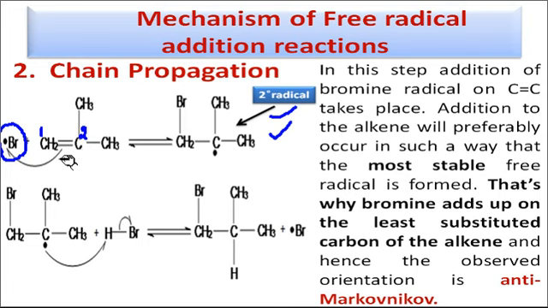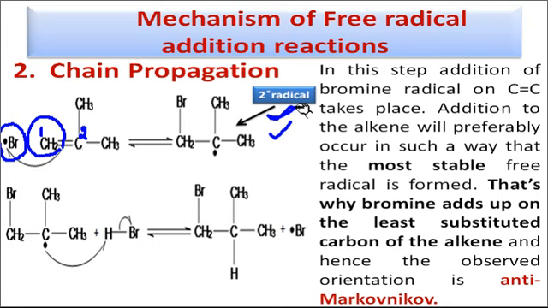Okay, so as a conclusion, we can say addition to the alkene will preferably occur in such a way that the most stable free radical is formed. That is why bromine adds on the least substituted carbon of the alkene. That means the carbon which has the higher number of hydrogens, always the bromine radical attacks that carbon only, and hence it is observed as the anti-Markovnikov addition, because the bromine attacks the carbon 1 on the CH2, because this results in the formation of the more stable free radical.